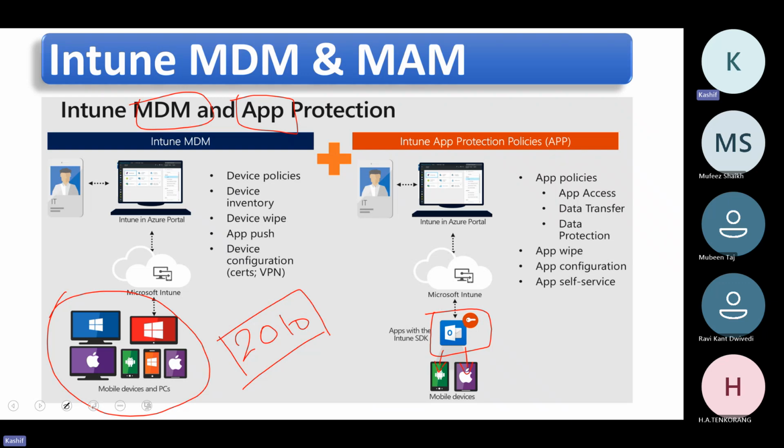So what all things can we do in device management? So basically these are some of the things. There are many things which we can do in device management, but these are some of the things which we can do in Intune, and some of the things which we can do for application related management. So the core functionality of Intune is mobile device management and mobile application management.